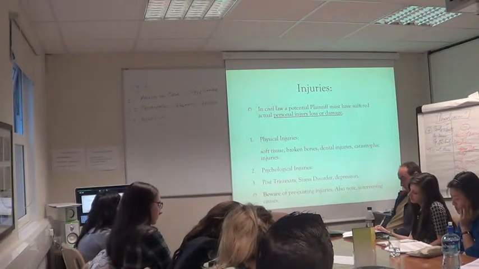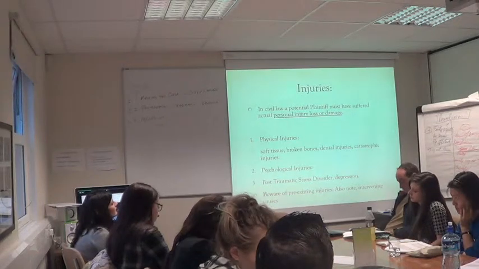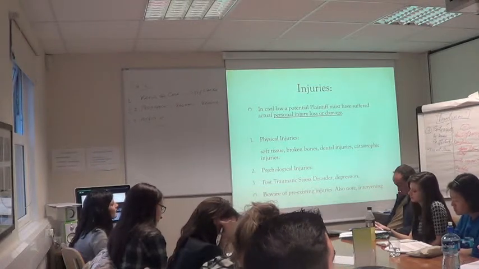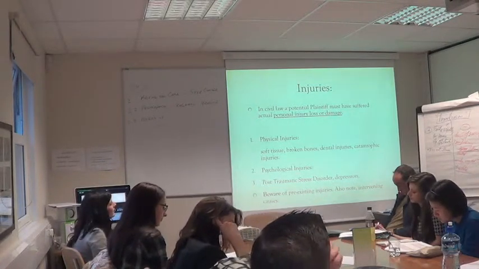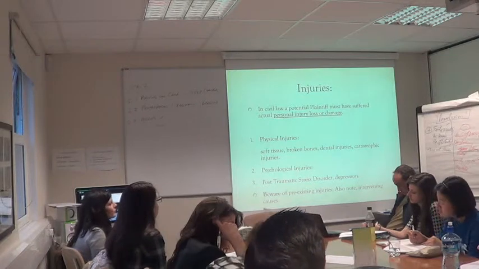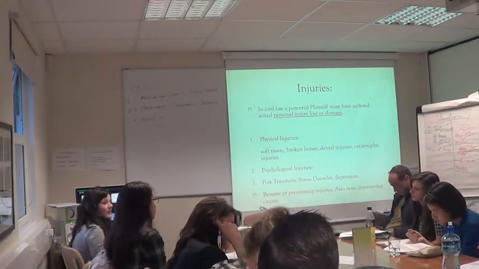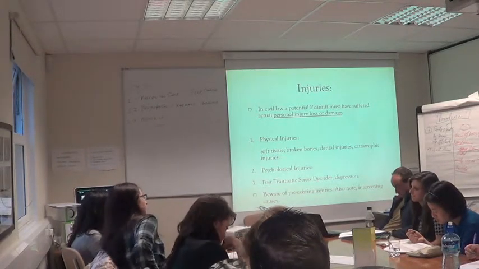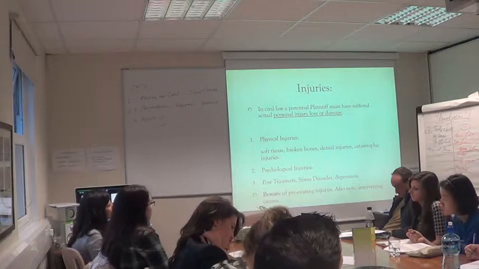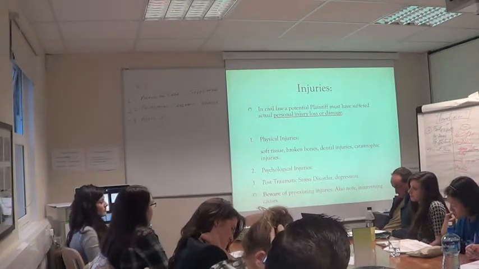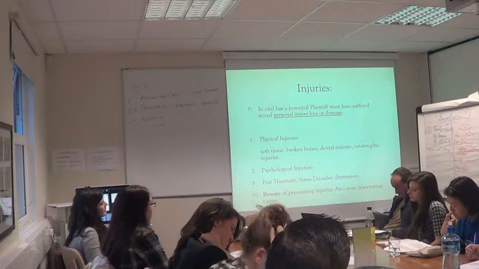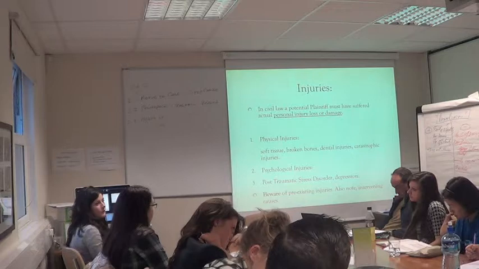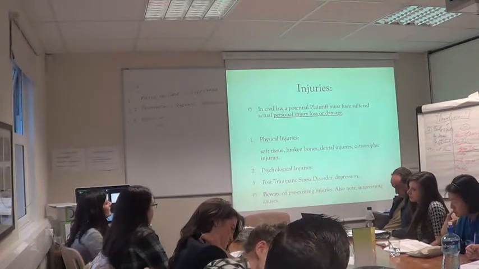So injuries. What type of injuries are there? Obviously it's essential to prove that there has been loss or damage. First of all, you can have physical injuries. This would encompass soft tissue damage, broken bones, dental injuries, you could have amputations, you could have spinal cord injuries, brain injuries, catastrophic injuries. In addition to physical injuries, you can also have psychological injuries, post-traumatic stress disorder, depression. So all of these can be deemed to be injuries or loss for the purposes of personal injuries actions.